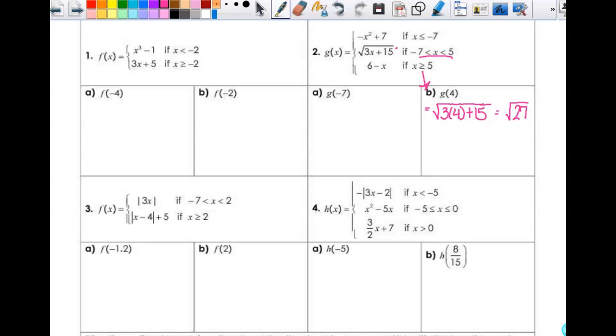No decimals, right? I don't want a calculator on this. We should be able to simplify that. And that's not a crazy tough one. When I simplify that, what do I get? Ooh, close. 3 square root of 3. Oh, okay. I gotcha. Okay, everybody okay with all that?